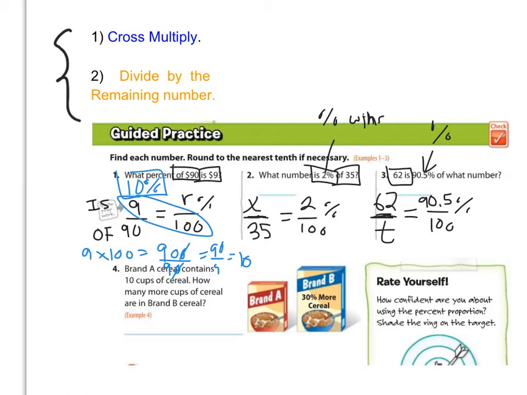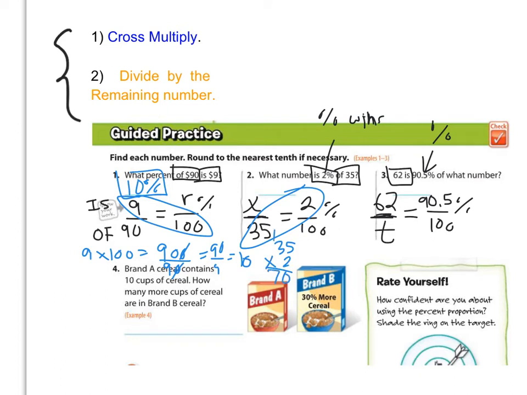Problem number 2. They want to know what is 2% of 35. Analyze that, guys. 2%. It's not a very big number. 35 isn't that big to start with, so our final result should be something relatively small. First, you're going to go 2 times 35. You multiply those together, and you should get 70.